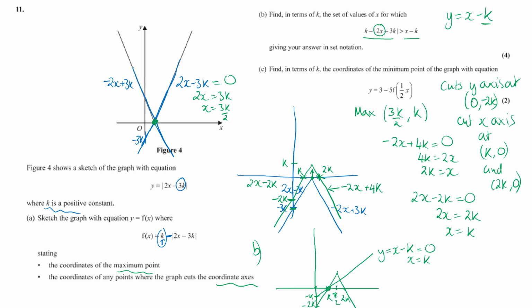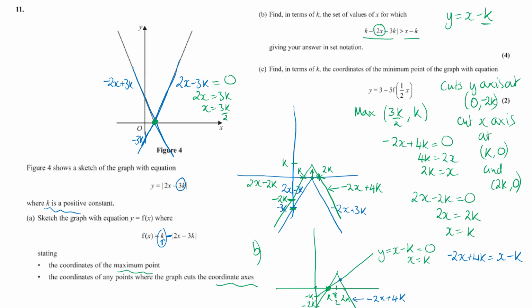So where is that straight line going to be below the modulus graph? We can already see on the graph that it's going to be for x bigger than k, but what we need to do is work out this point here. So what was the name of this branch here? It was minus 2x plus 4k, and we want to know where that equals x minus k.